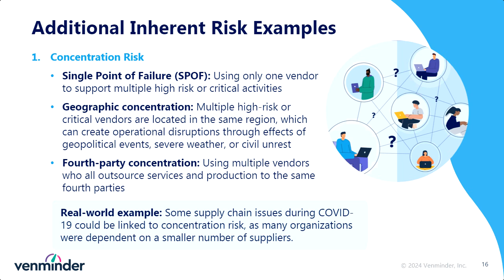Geographic concentration refers to multiple high-risk or critical vendors in the same geographic region. So something like a severe weather event could potentially impact all of these different vendors at the same time. Fourth-party concentration means that your vendors are outsourcing their products and services to the same subcontractors. So even though you might have a diverse group of vendors, each of them might be relying on one or just a few critical or high-risk vendors. And for the real-world example, many of the supply chain issues that occurred during COVID-19 could be linked to concentration risk because many organizations were dependent on a small quantity of suppliers.